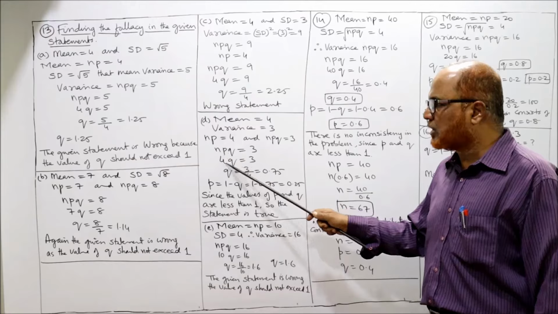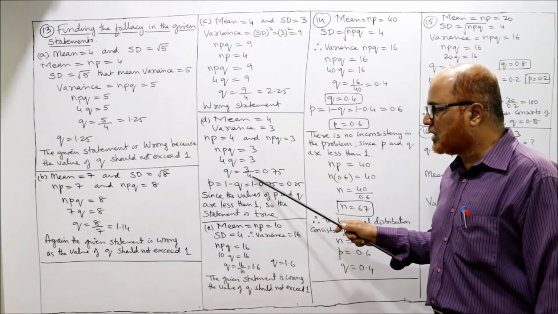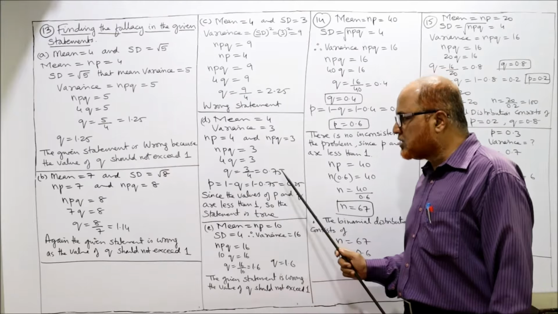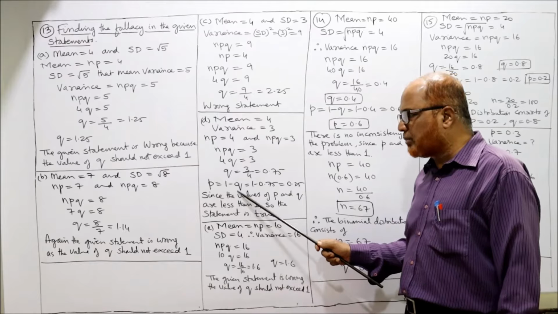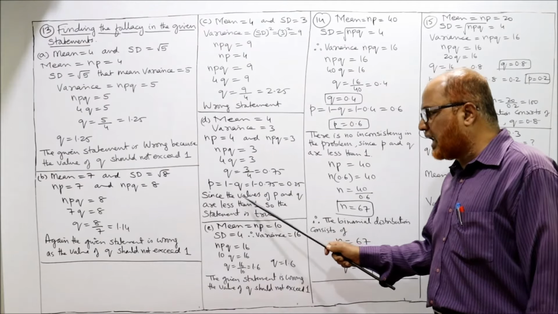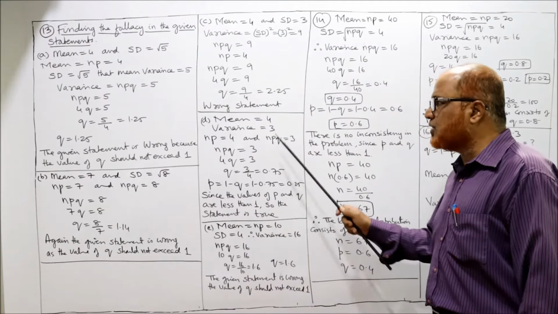NP is 4. 4Q is equal to 3. Q is equal to 3 by 4, 0.75. So Q we got 0.75 and P is equal to 1 minus Q. 1 minus 0.75, 0.25. Since the values of P and Q are less than 1, so the statement is true.